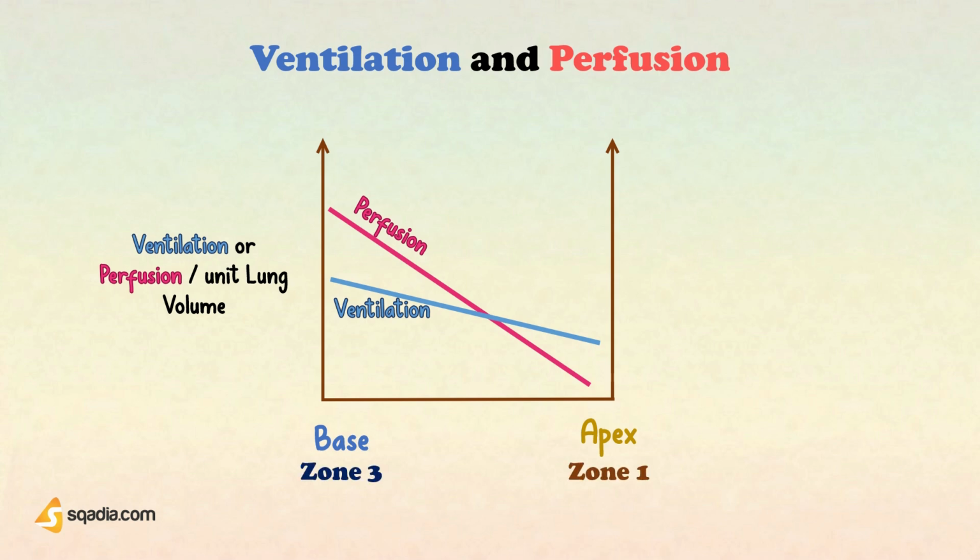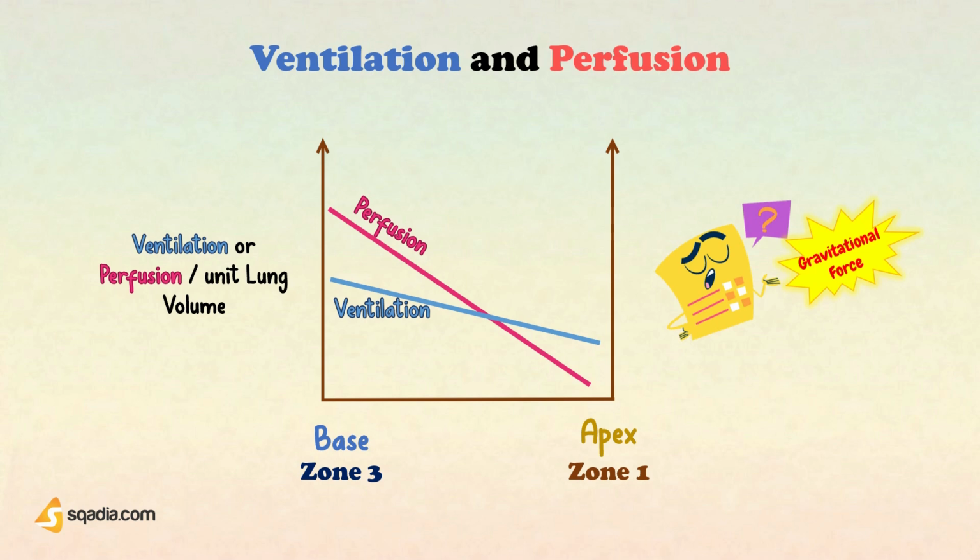But do note the slope of the graphs here. Graph showing perfusion is much steeper than that of ventilation. Can you guess the reason? Yes. This is because the effects of gravity that result in gradients in both perfusion and ventilation of the lung create a steeper gradient for perfusion than the ventilation gradient.